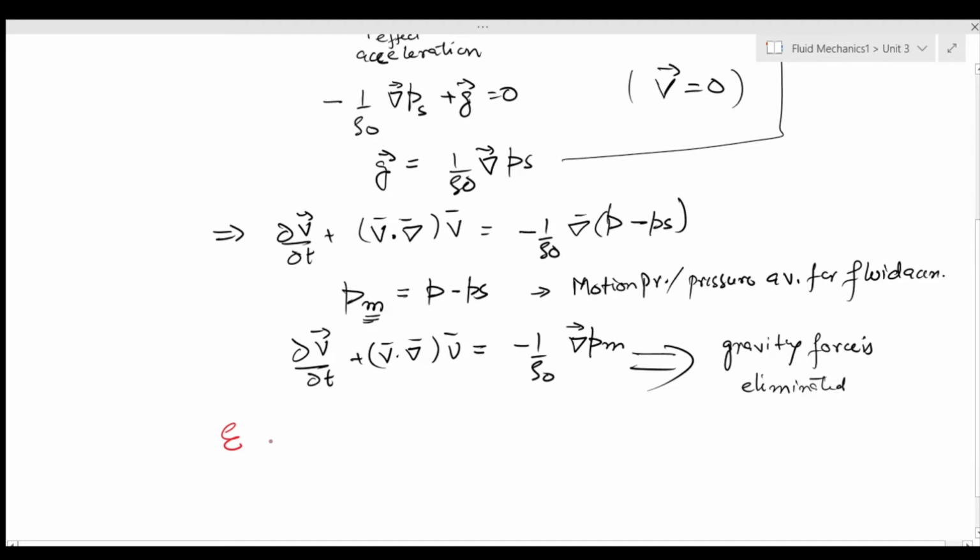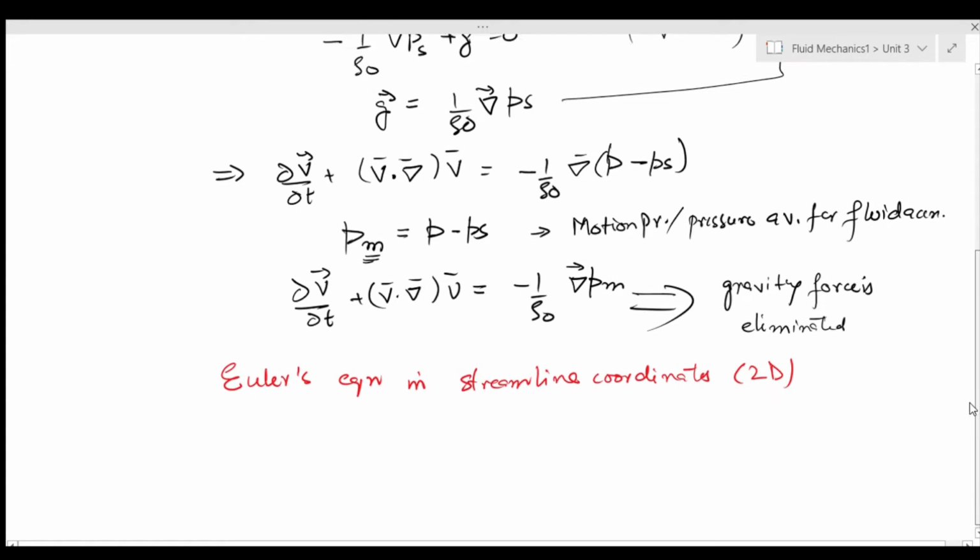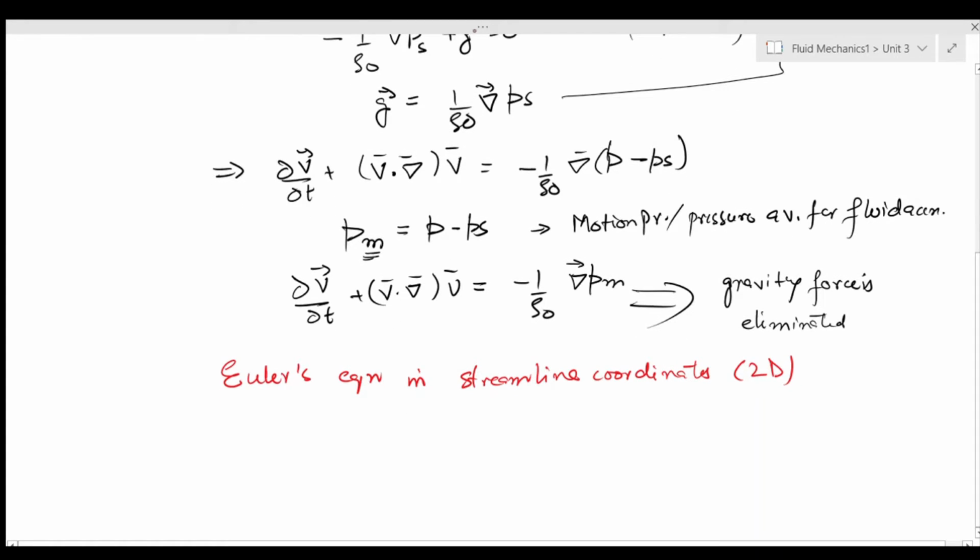Euler's equation in streamline coordinates, and we are taking that streamline in 2D. So we are talking about 2D here, no 3D.